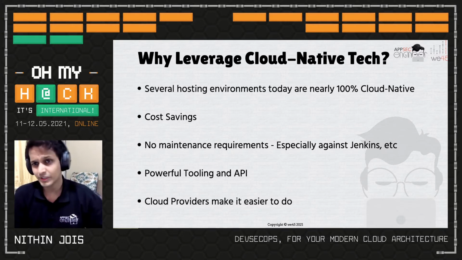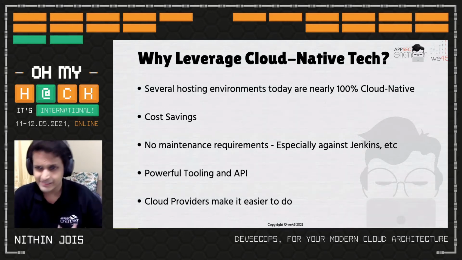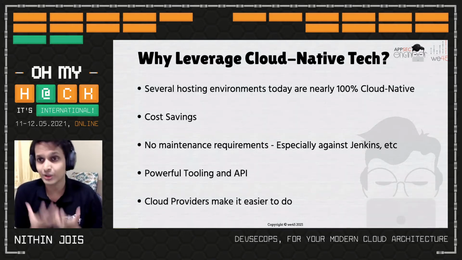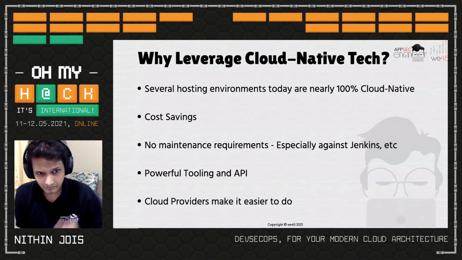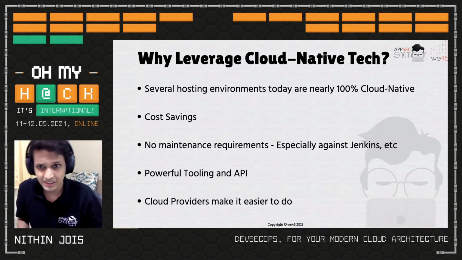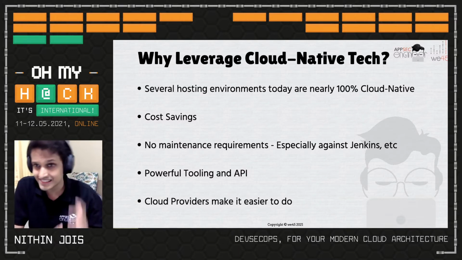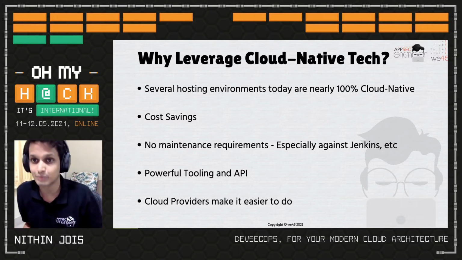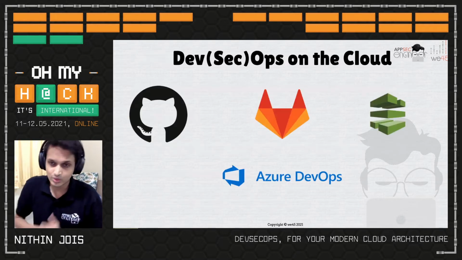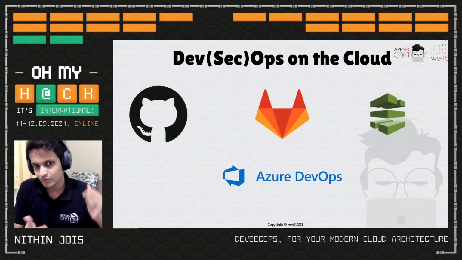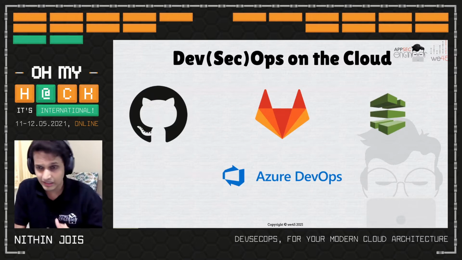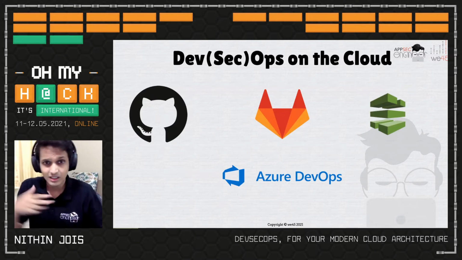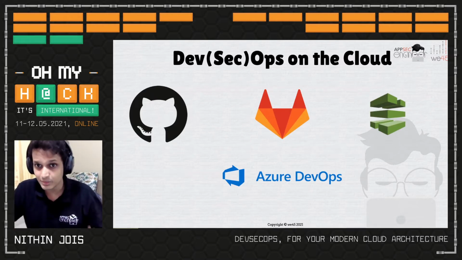And most of these cloud native technologies have powerful APIs, and they have multiple tools that you can start integrating as well. And these cloud providers, whether it's Azure or GCP or AWS, make it a lot easier to start implementing DevSecOps. So when it comes to DevSecOps on the cloud, we have Azure DevOps, we have GitLab CI, we have GitHub Actions. We can also start leveraging AWS CodePipeline.